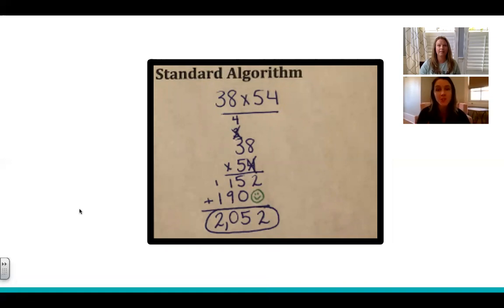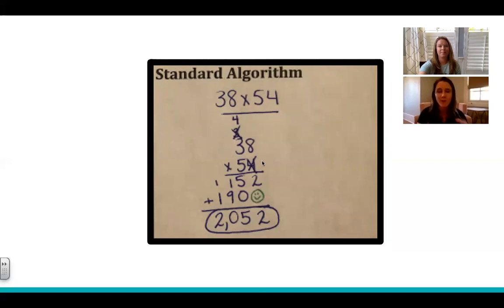All right, and last but not least, it is the standard algorithm. So for this one, it's a 2 by 2. You can obviously do the standard algorithm with a 2 by 1, 3 by 1. We all know how to do this, and this is where Mr. Zero comes into play. So we love him. All right, so you stack them, 38 times 54.